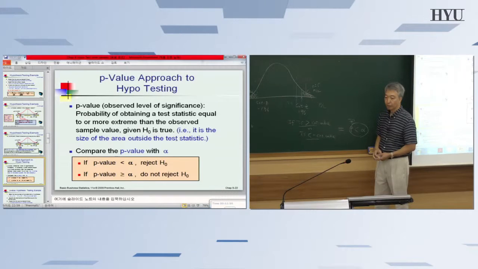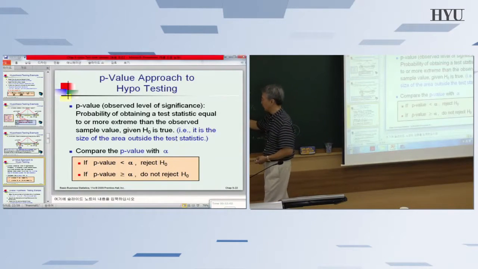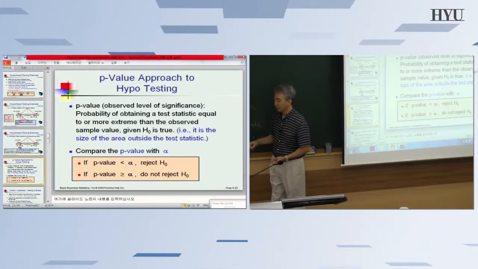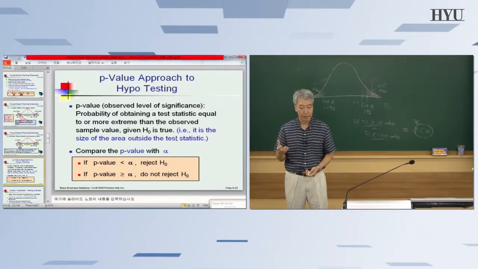Well, these days we use a computer. We just provide the data to the computer, and the computer calculates the test statistic. And when it calculates the test statistic, it also calculates the p-value, the area outside the test statistic. So in practical research, whenever you run the regression and get the output, the first thing you look at is the p-value, just to see whether p-value is less than alpha or not.